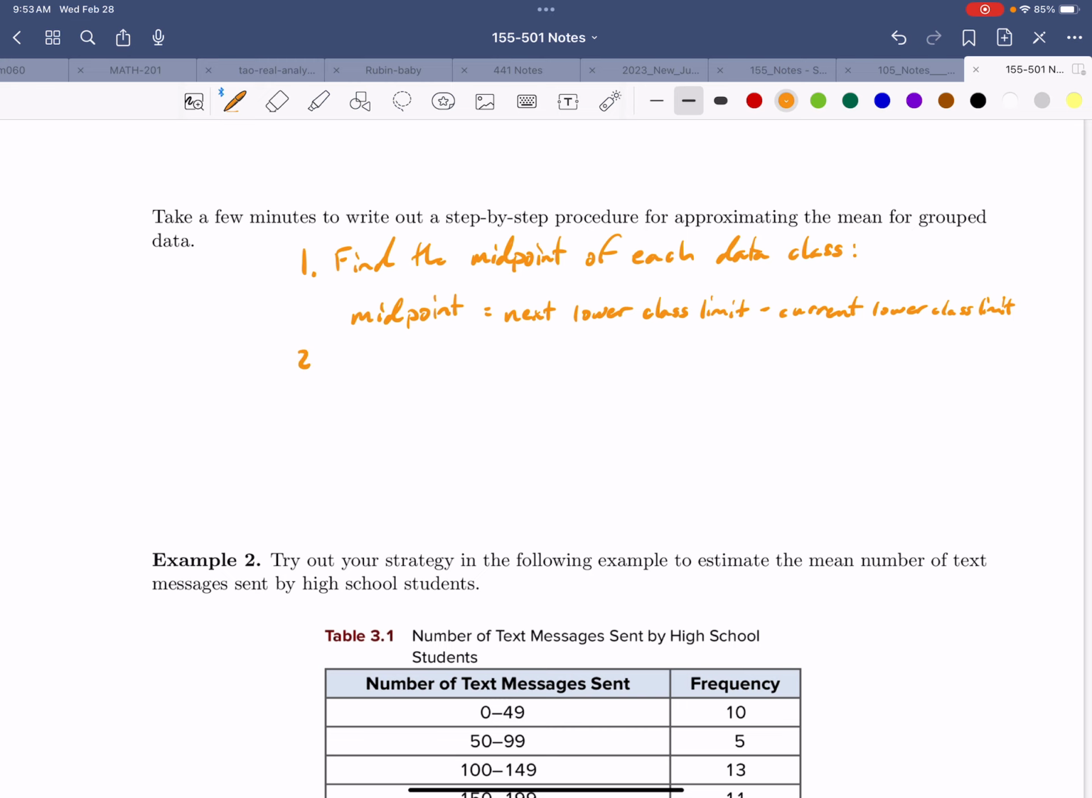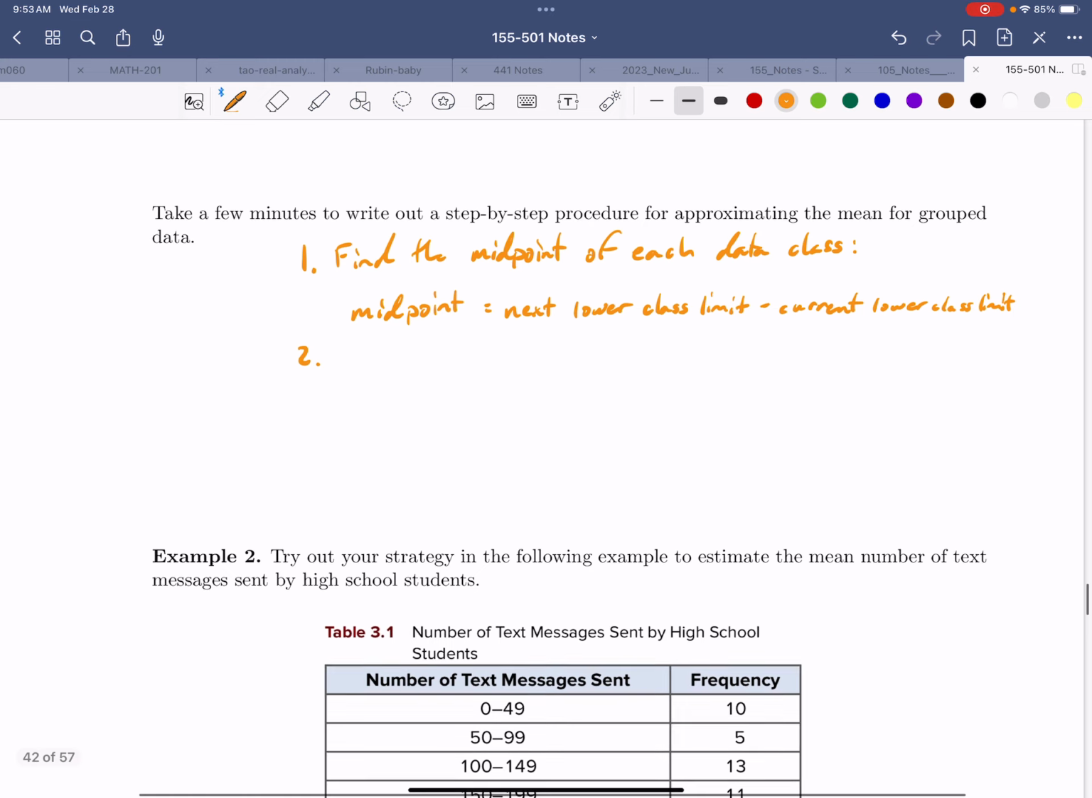Okay. Step 2 is multiply each midpoint by its class frequency.